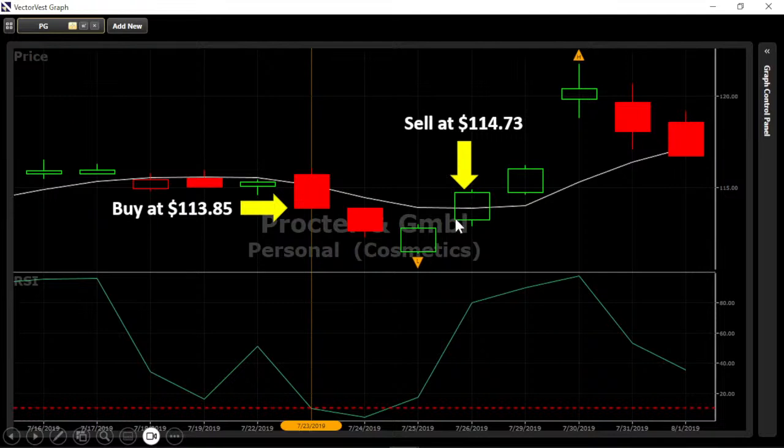You don't exit the trade as soon as price rises above the 5-day moving average. You wait for price to close above the 5-day simple moving average, and you exit right near the close. Now, that is a winning trade. It's a small winning trade, but it's a winning trade.